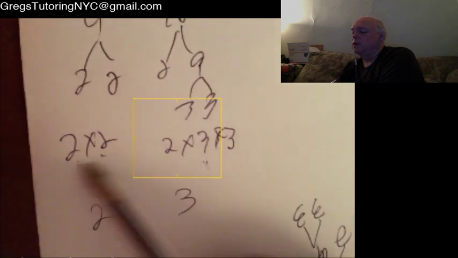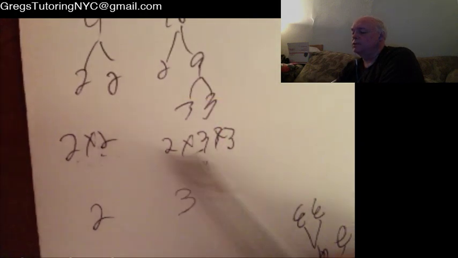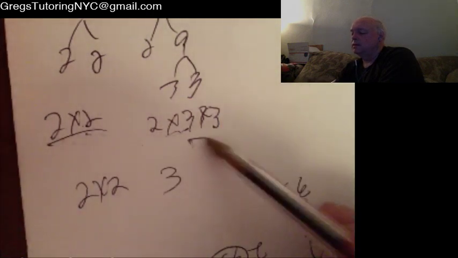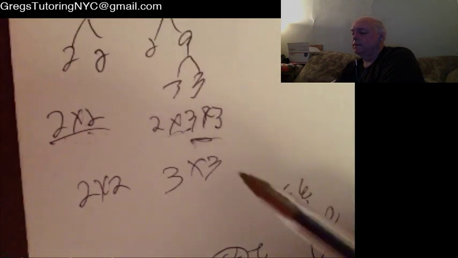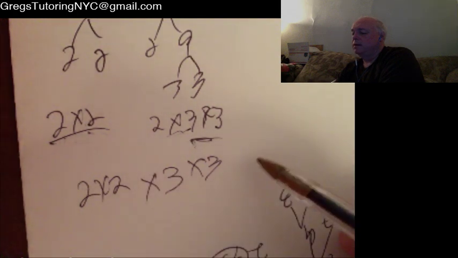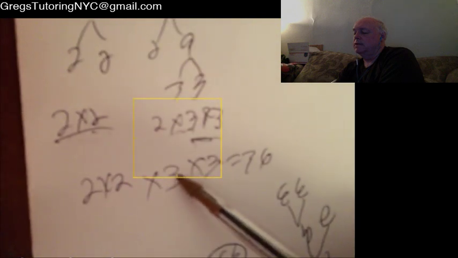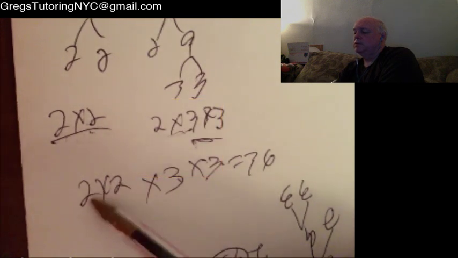So we're going to find which one has the most 2's, that's this. And which one has the most 3's, that's this. So if we multiply all those out, we get 36. Okay? 3 times 3 is 9, times 2 is 18, times 2 is 36.